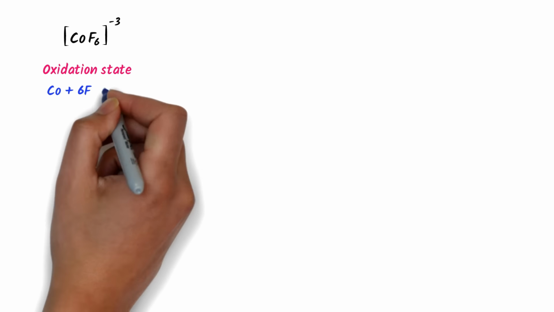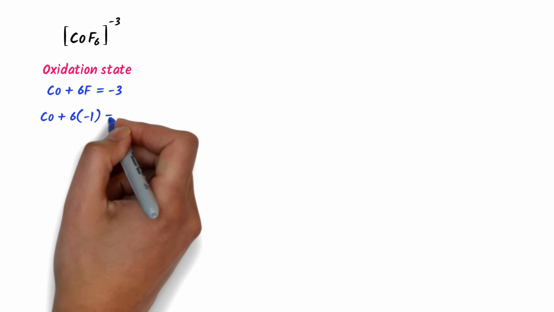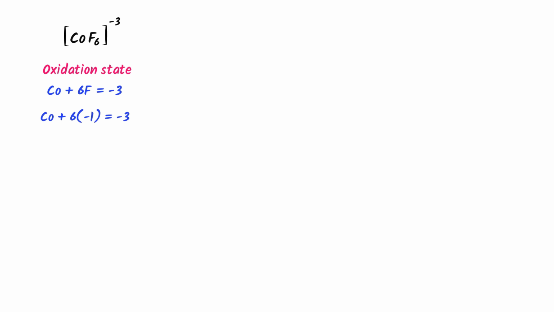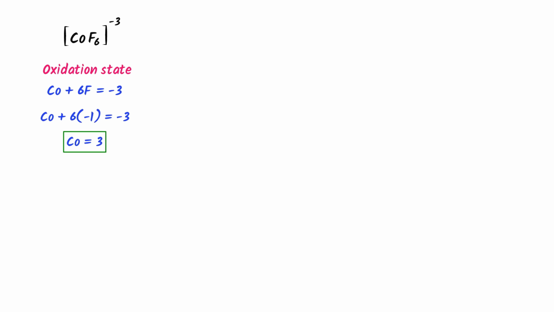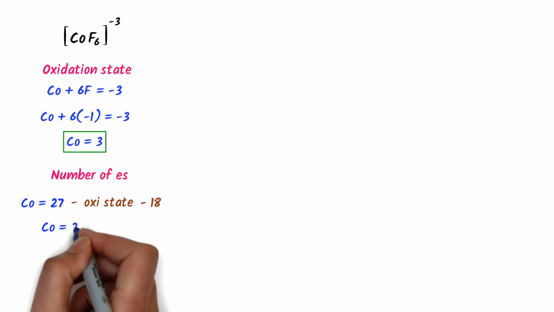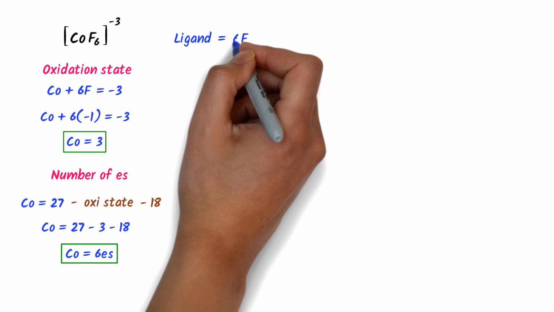Well, firstly, I find the oxidation state of the central atom cobalt. I write cobalt plus 6 fluorine equals -3 because the overall charge on the compound is -3. I write cobalt plus 6 into -1 equals -3. After calculation, I get cobalt equals +3. Secondly, I find the number of electrons of cobalt. We know that the atomic number of cobalt is 27, minus its oxidation state, which is 3, minus 18. I get 6 electrons.